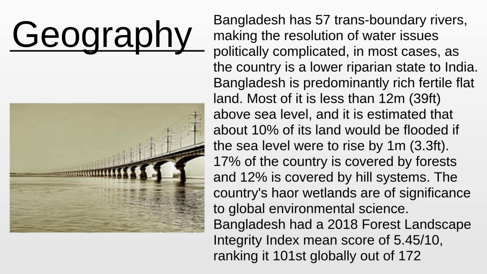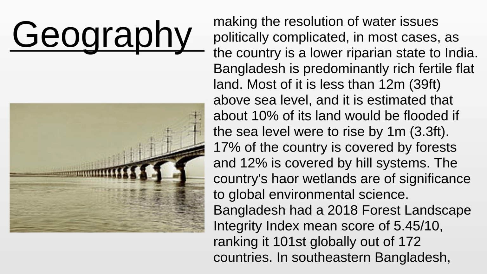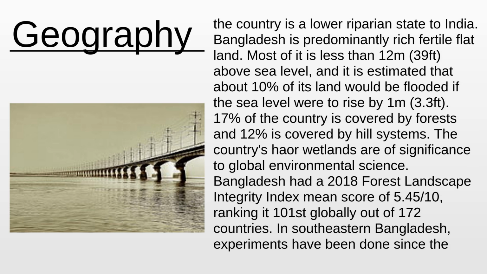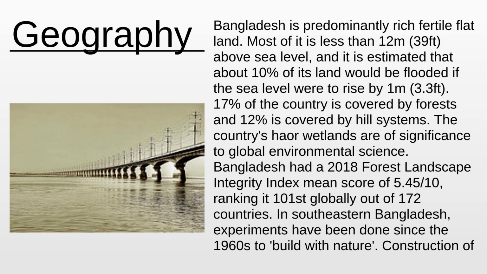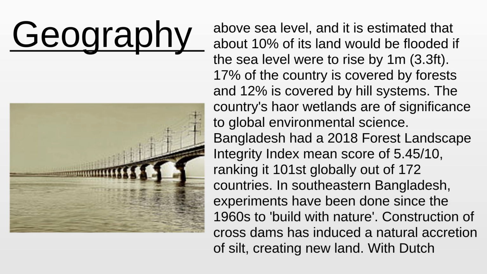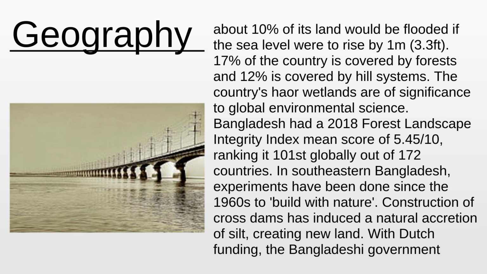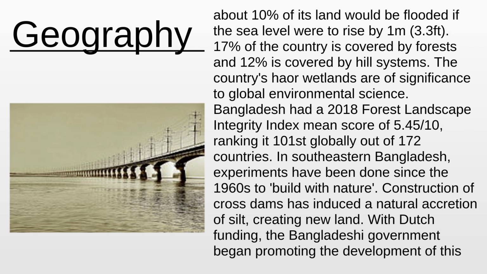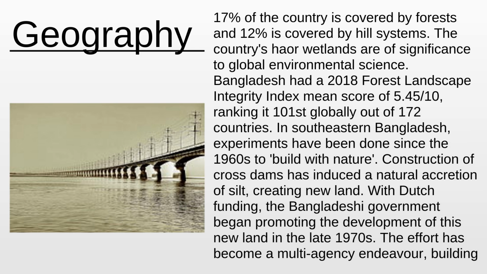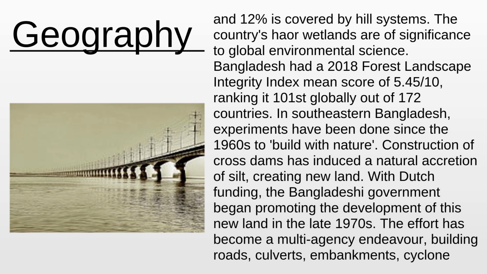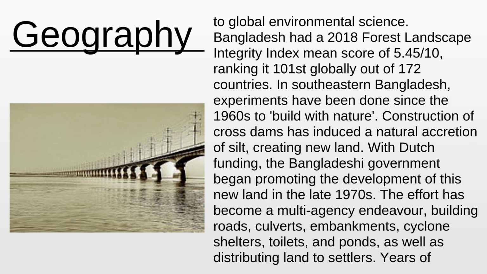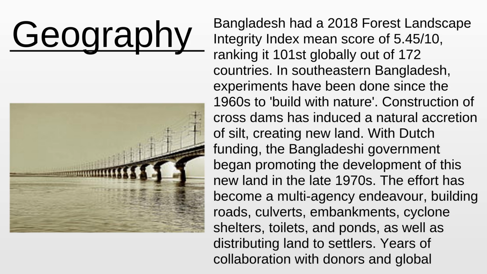Bangladesh is predominantly rich fertile flatland. Most of it is less than 12 meters, 39 feet, above sea level, and it is estimated that about 10% of its land would be flooded if the sea level were to rise by 1 meter, 3.3 feet. 17% of the country is covered by forests and 12% is covered by hill systems. The country's wetlands are of significance to global environmental science. Bangladesh had a 2018 Forest Landscape Integrity Index mean score of 5.45, ranking it 101st globally out of 172 countries.